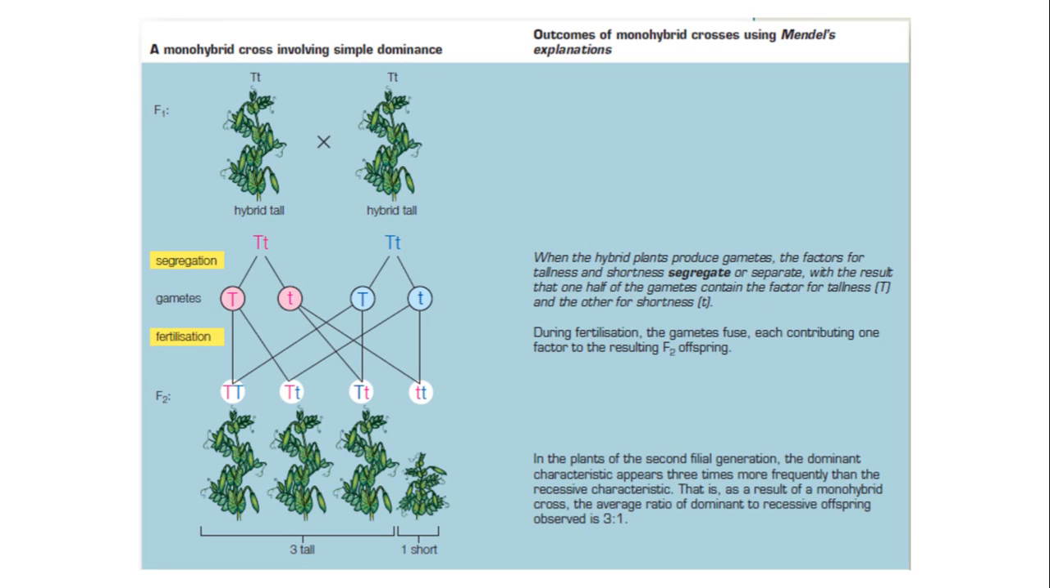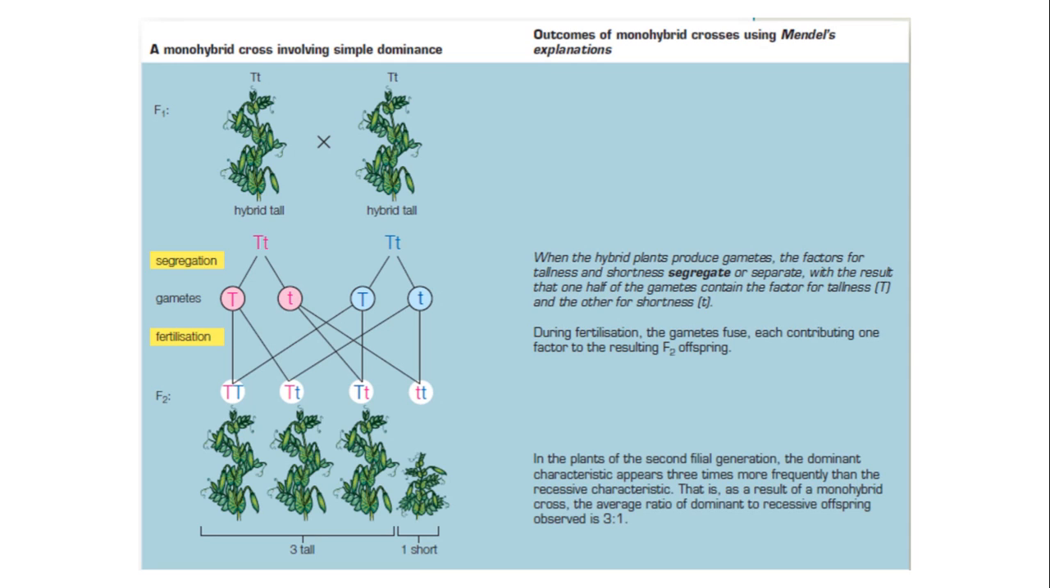Here we have the F1 generation, the first generation, performing a monohybrid cross. And here again, we see the segregation of the alleles. But the resulting generation, the F2 generation, in fact will show a wide variety of characteristics. So we see that the resulting ratio is 3:1. So we see 3 tall plants and 1 short plant for every 4 plants that are produced.